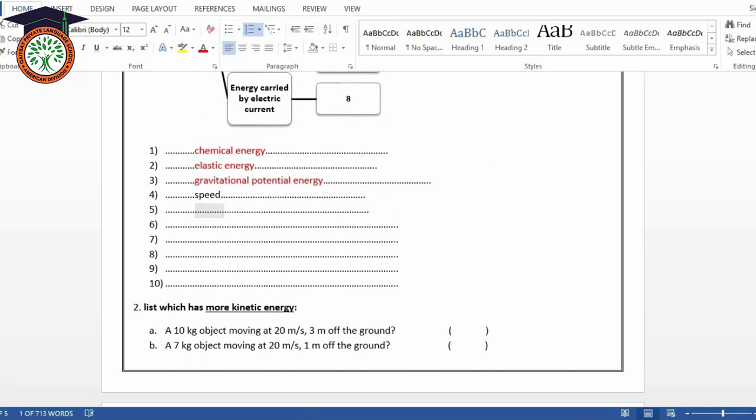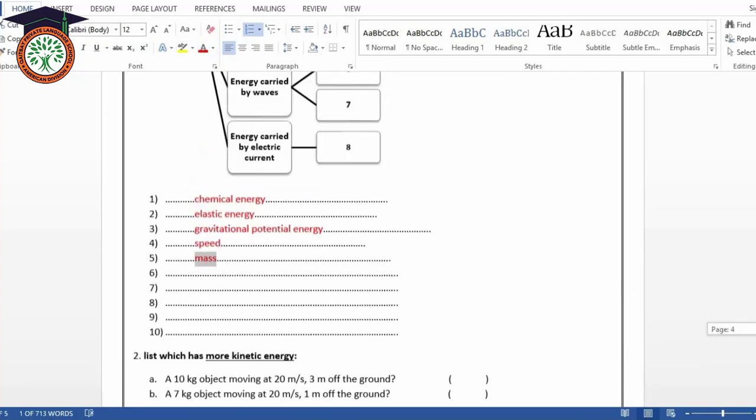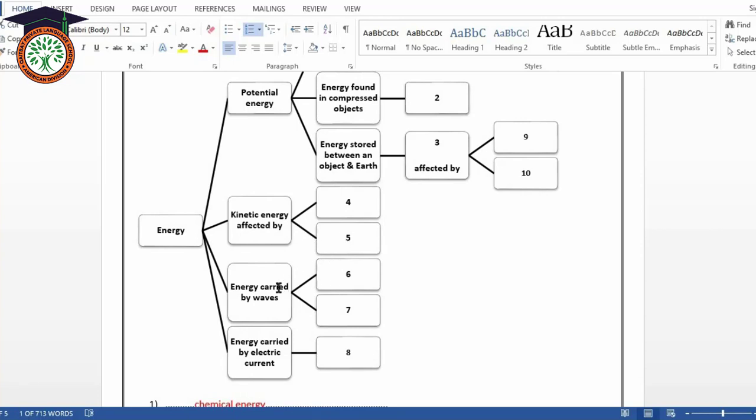Okay, question number 4. Kinetic energy is affected by 2 factors, we just said them before. Again, 4 will be speed and 5 will be mass. So these are the 2 factors affecting kinetic energy.